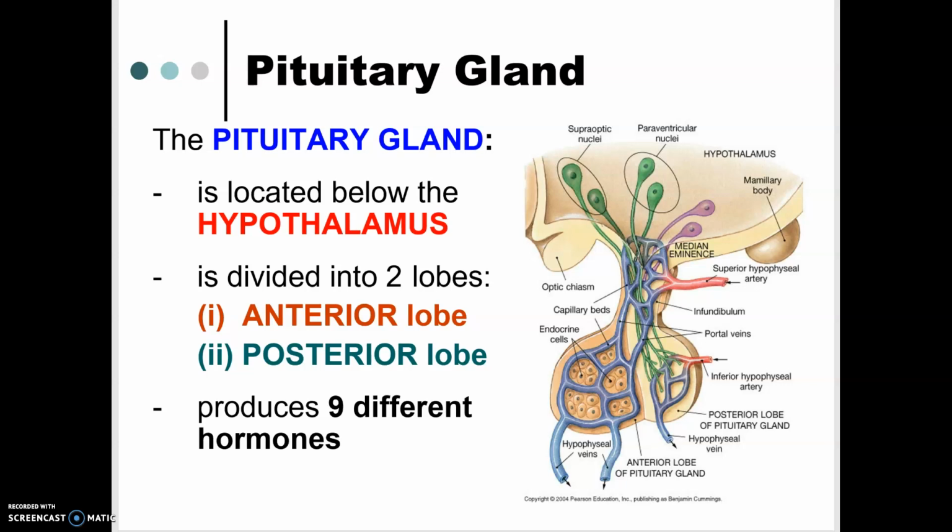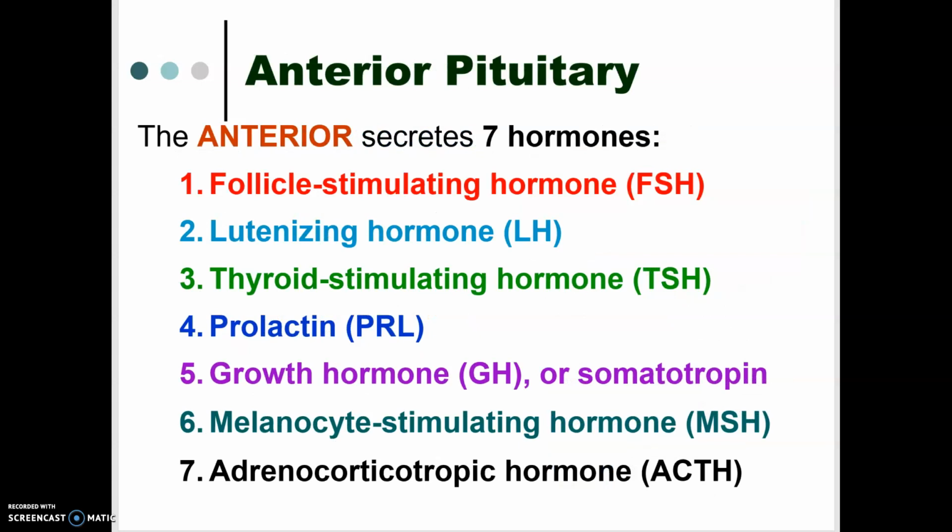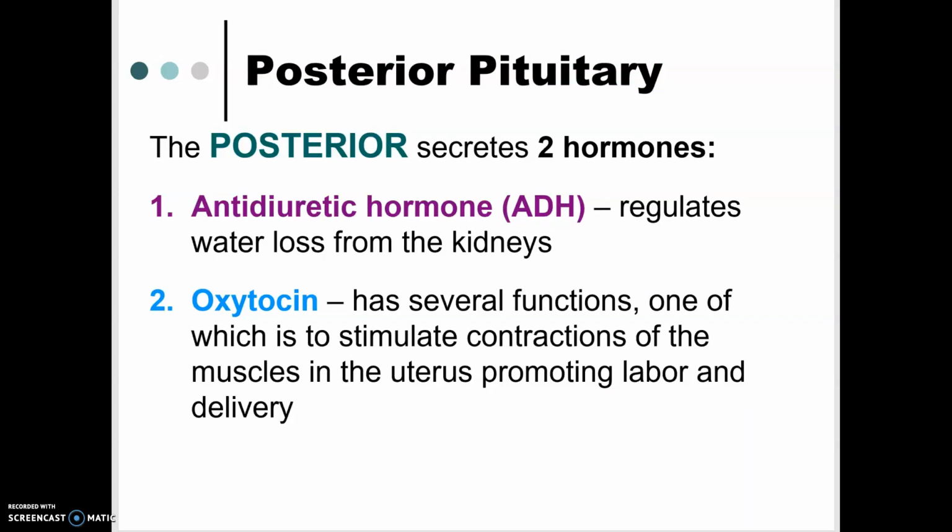It's divided up into two lobes, the anterior lobe and the posterior lobe. It produces 9 hormones in total. The anterior part will produce 7 different hormones, and you can see them all here. And the posterior part will produce 2: the antidiuretic hormone, which we talked a little bit about in the urinary system unit, and oxytocin, which is going to have some major roles to play in promoting the contraction of the uterus muscles and promoting labor and delivery during childbirth.